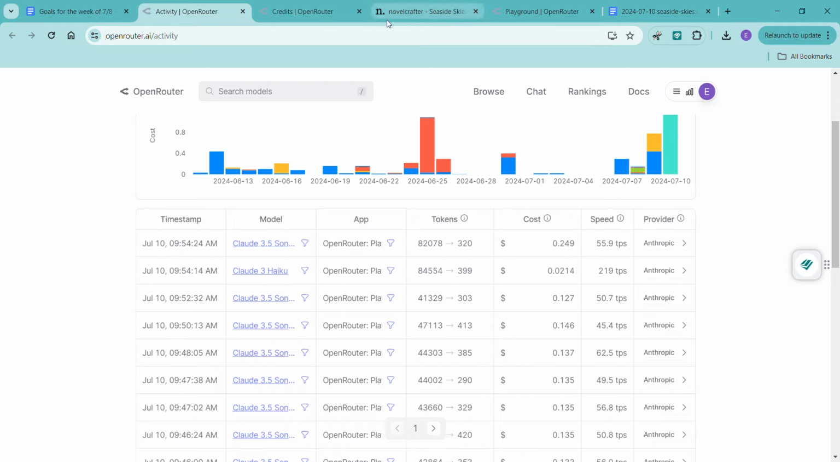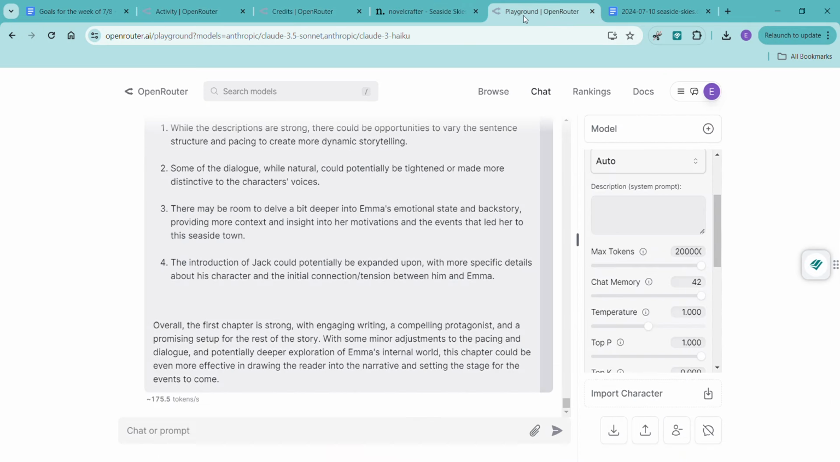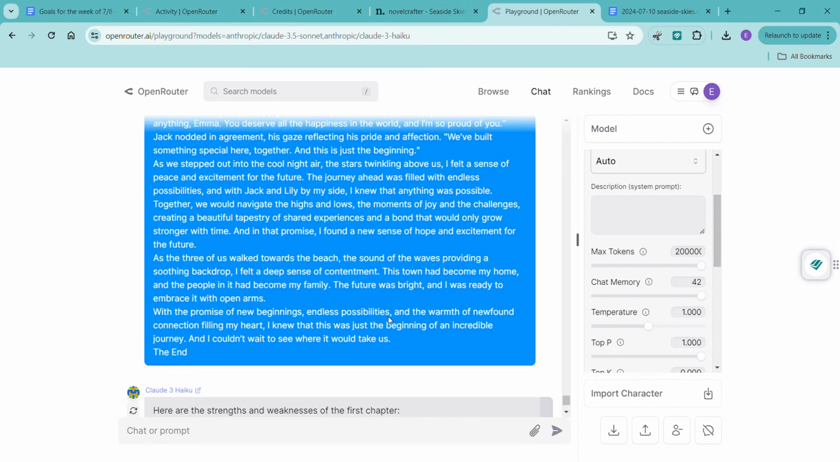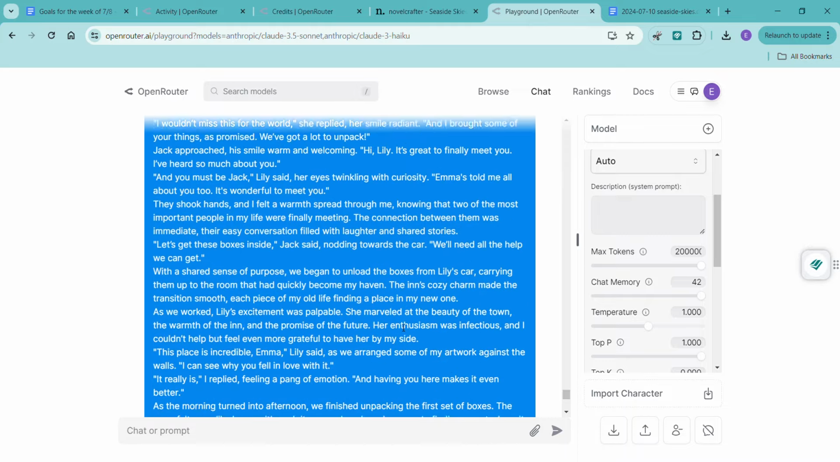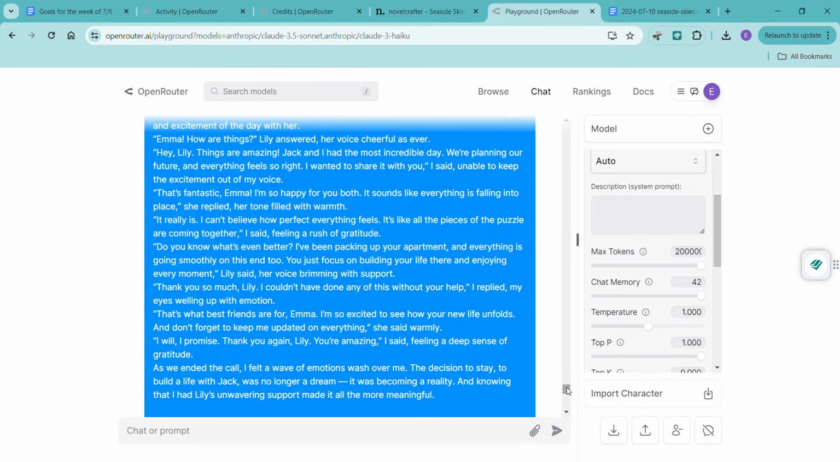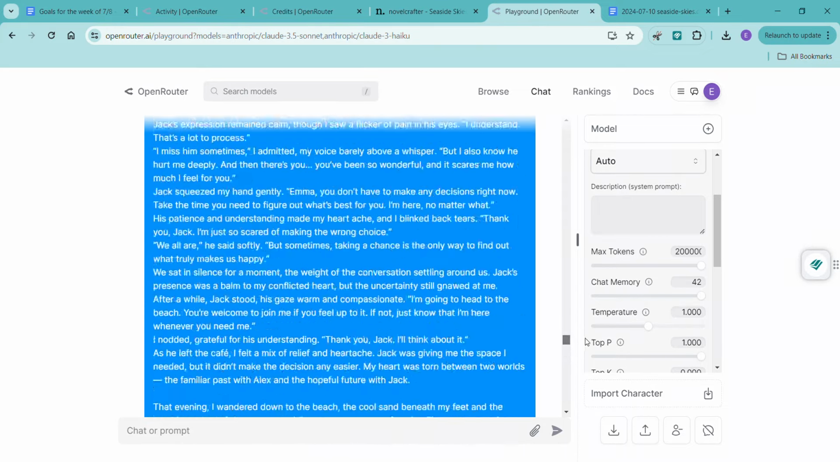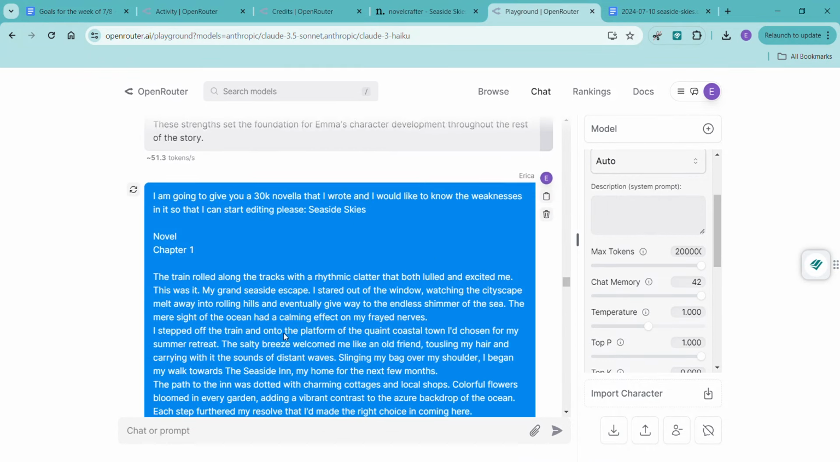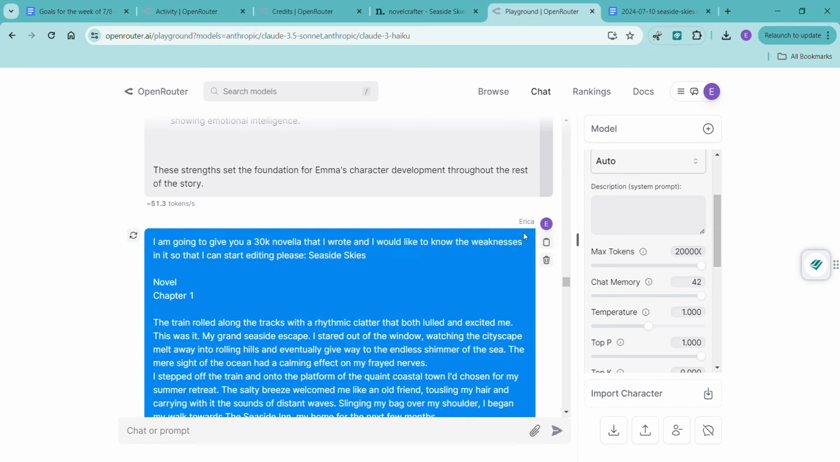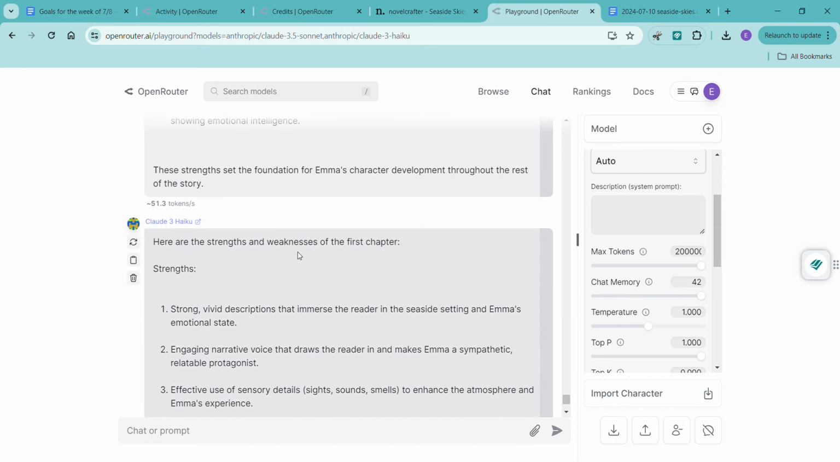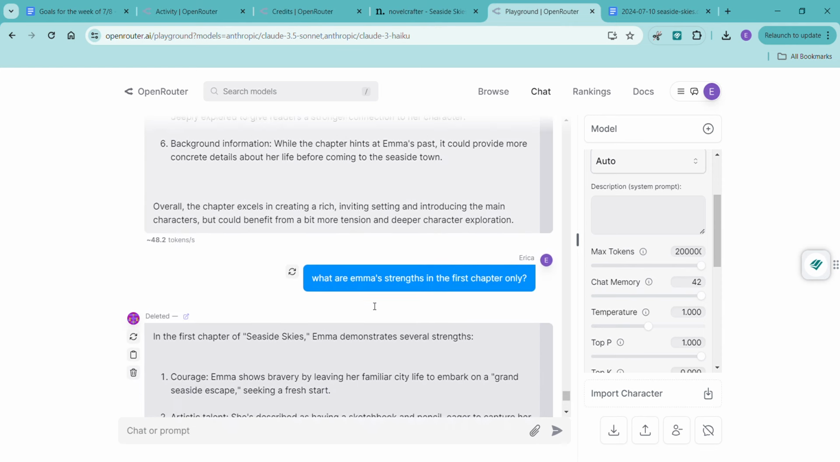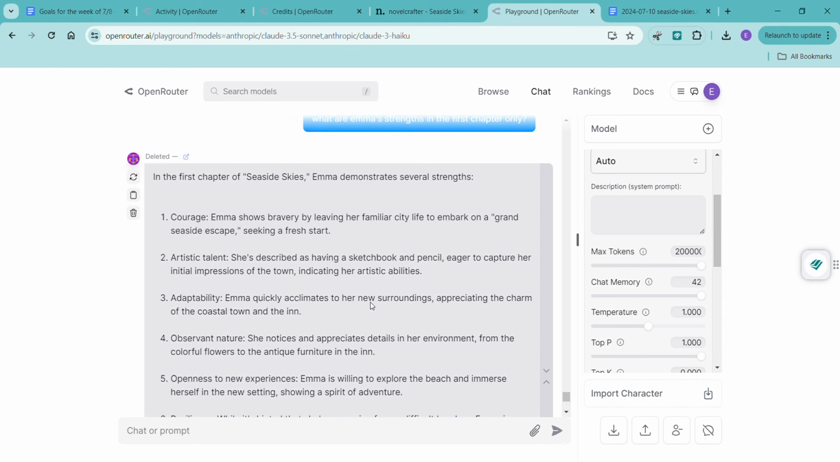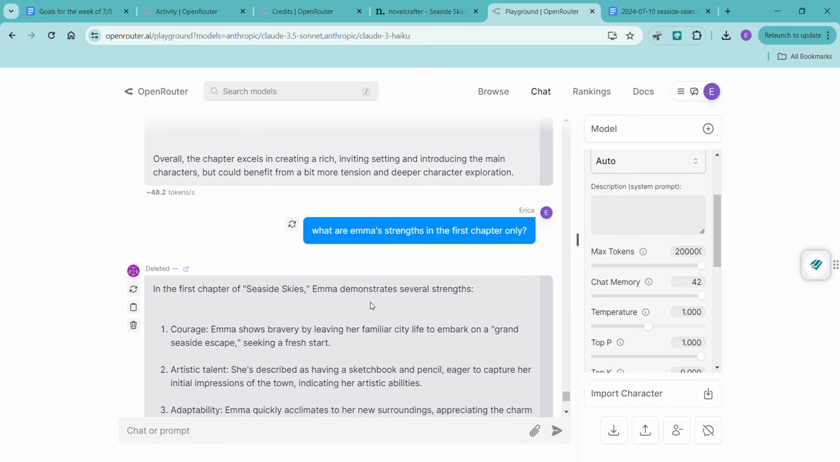I'm going to show you the different responses. So chapter, ignore this, this is the entire book. I'm going to go ahead and delete that. So we can compare the first chapter from Haiku and the first chapter from Sonnet 3.5.